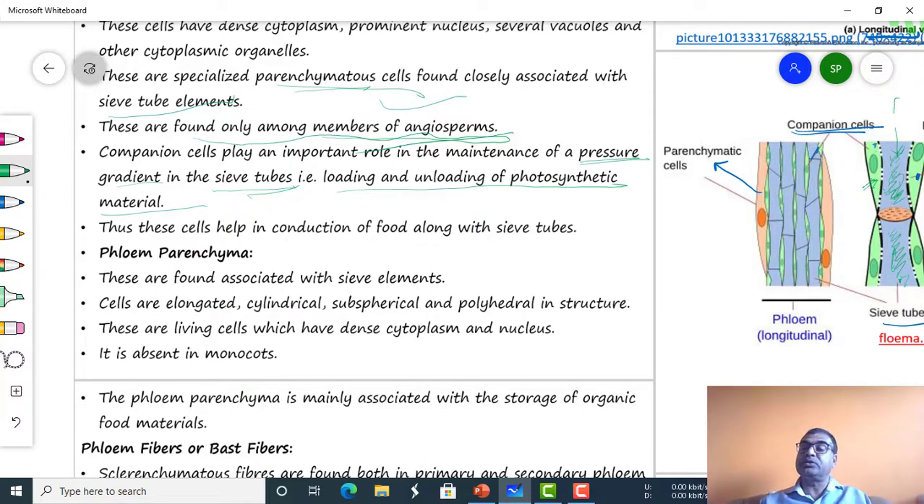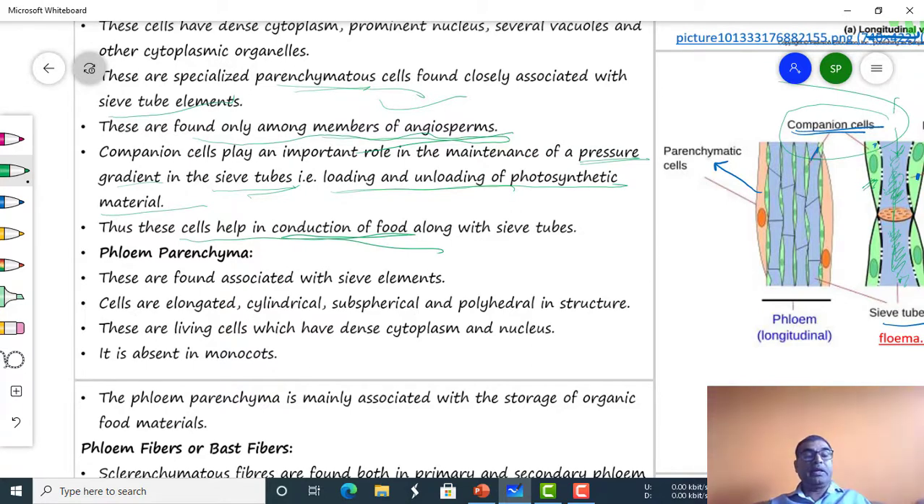to permit the photosynthetic material to pass through the sieve tubes, and what is unloading? As it maintains the pressure, the food material is unloaded. So, a simple loading and unloading process of the photosynthetic material. Does this cell help in the conduction of the food along with the sieve tubes? The sieve tube is only the pathway, but the controlling is in the hands of these companion cells.